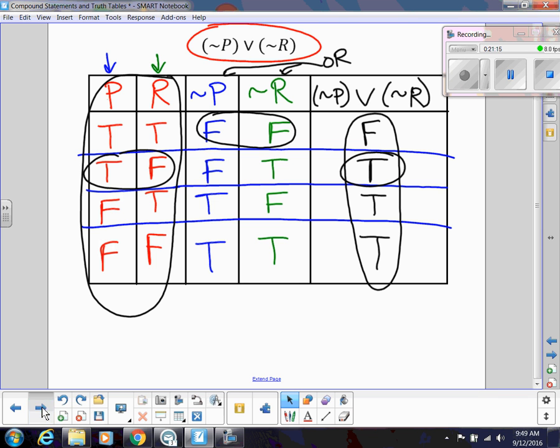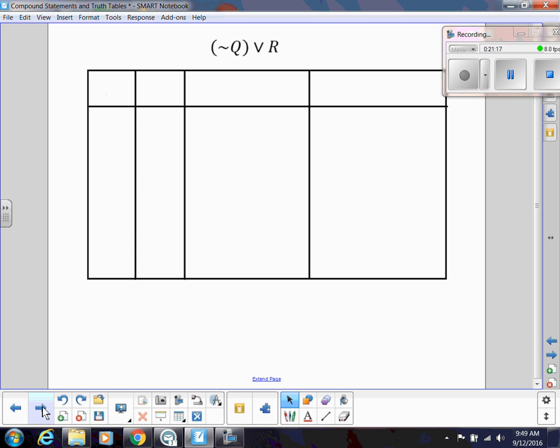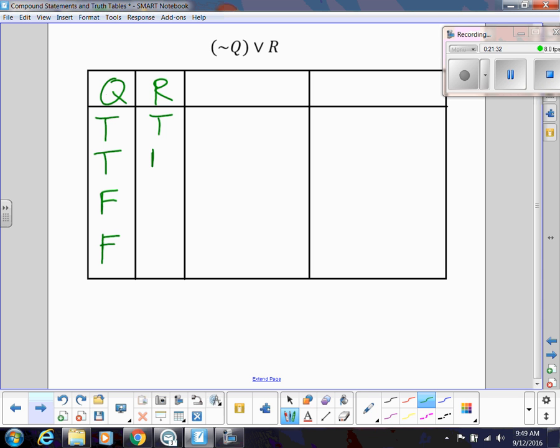Let's do another one. Let's do the not Q or R. Again, I only have two variables. I have Q and I have R. And so I'm going to do true, true, false, false. And then for the second one, I'm alternating true, false, true, false.